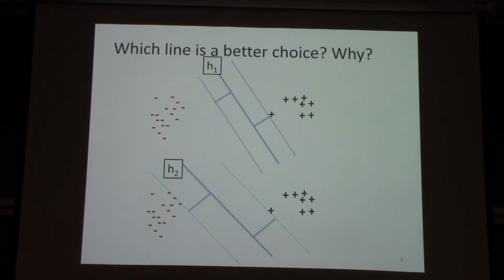So now, I want you to answer the following question. Suppose you have this data set and I have two different learning algorithms. One of them produces hypothesis H1, another one produces hypothesis H2. And this picture also shows you their margins. Which one of them is better? Why?